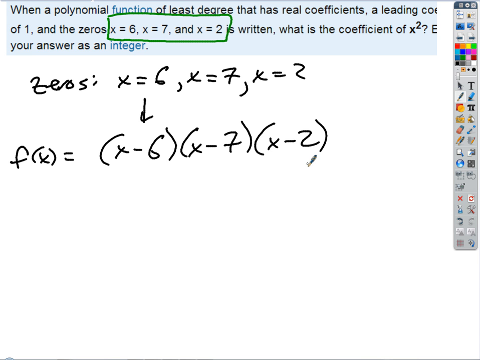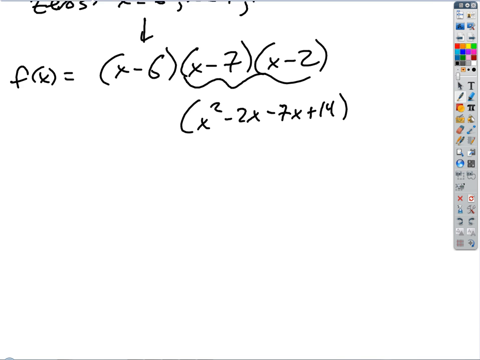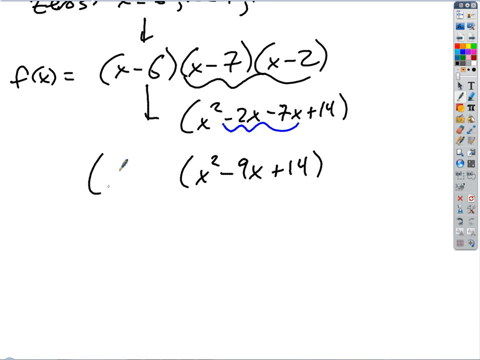So what if I took these two and FOILed them out? I'm going to get x squared minus 2x minus 7x plus 14, which I could simplify, and I want to do that. I've got these two like terms I could combine: negative 9x. So x squared minus 9x plus 14, and now I can distribute through that small polynomial.